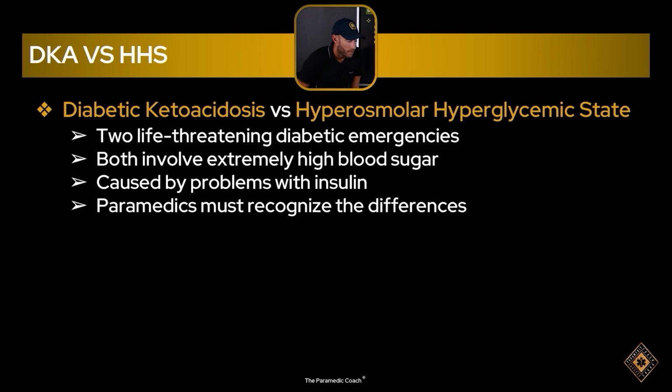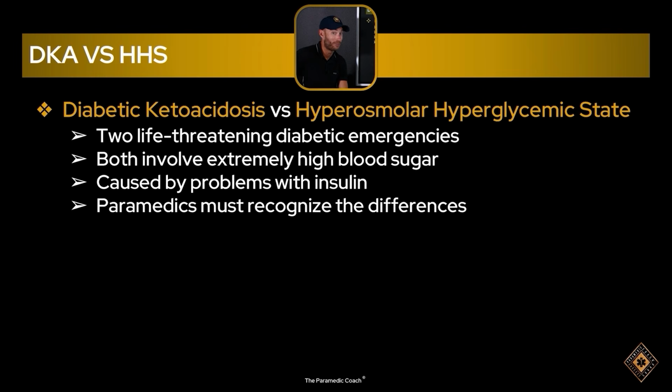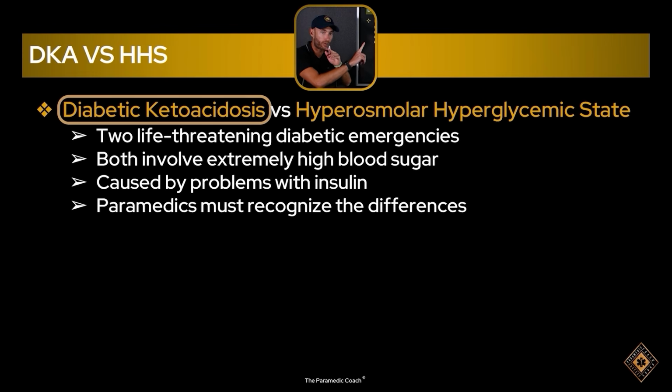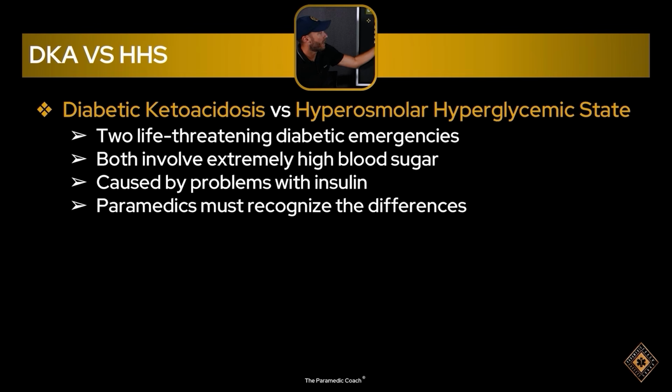Okay, now, you probably heard about this, and be honest with me in the comments. Did you hear about HHS in paramedic school, and you still have no idea what it is? I know it. That's why I'm here to teach you. So let me show you. Diabetic ketoacidosis versus hyperosmolar hyperglycemic state. Now, the first thing I can tell you is this. Type 1 diabetics get DKA. HHS is usually more of a type 2 diabetes thing. Okay? I'm going to walk you through it, but I'm giving you a little preview.